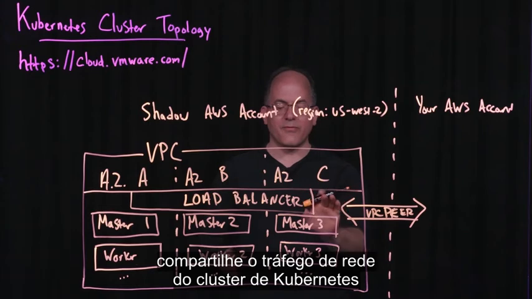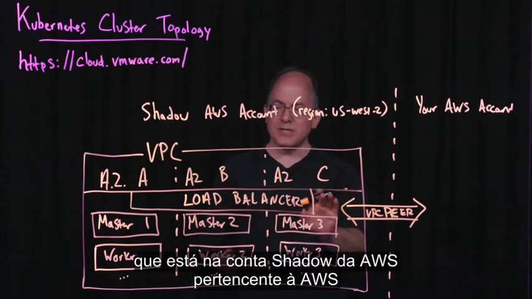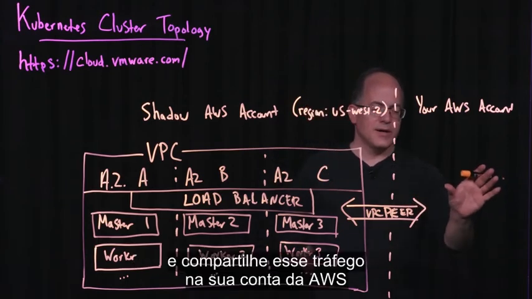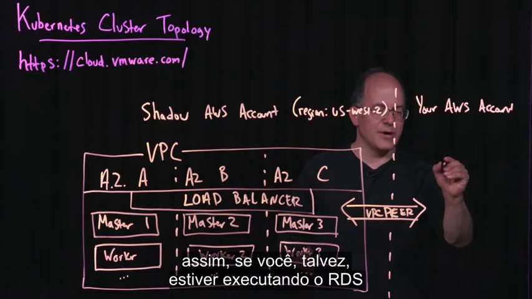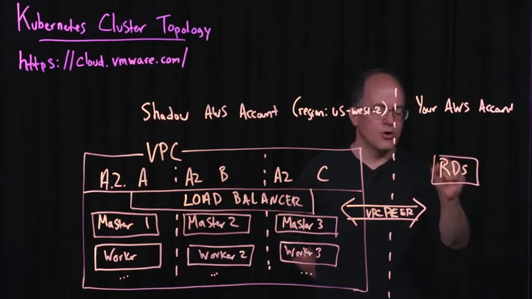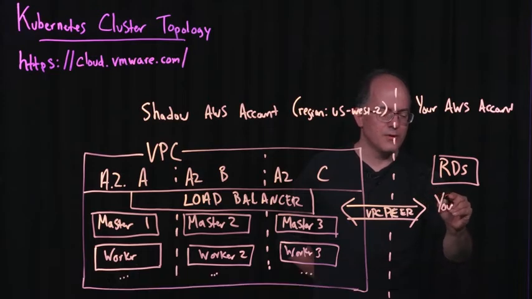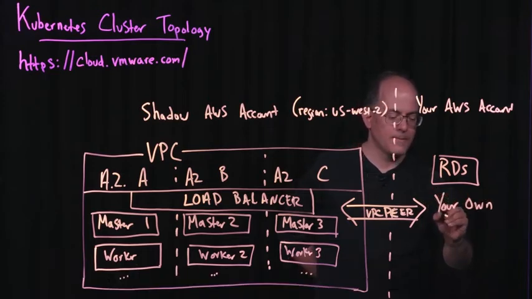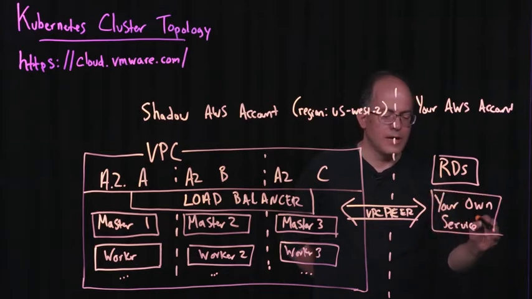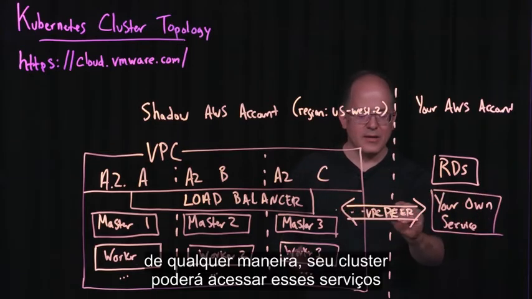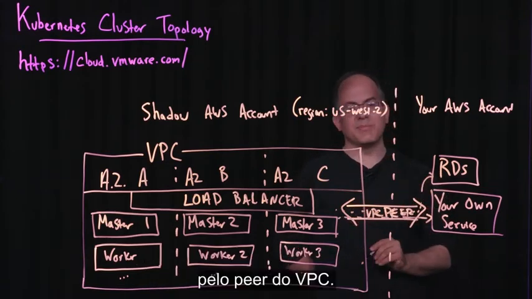This will allow you to share network traffic from your Kubernetes cluster that's in the shadow AWS account that is owned by us, and share that traffic within your AWS account. So if you have, I don't know, perhaps you're running RDS, or perhaps you're running your own service, it doesn't really matter. Either way, your cluster is able to access these services through the VPC peer.